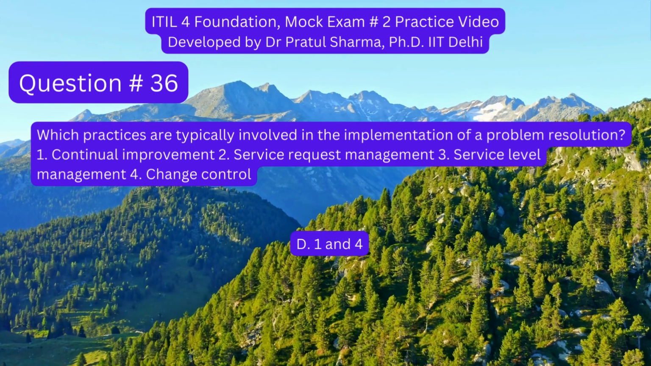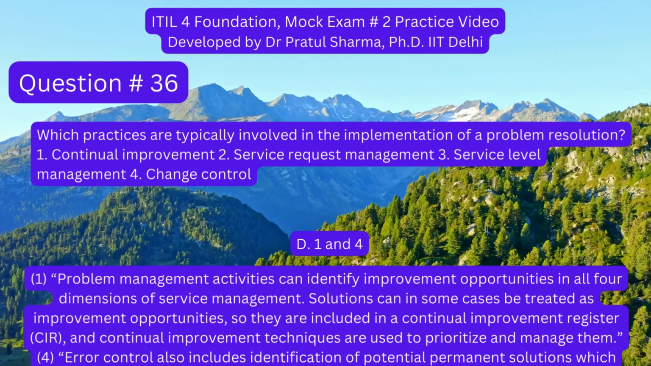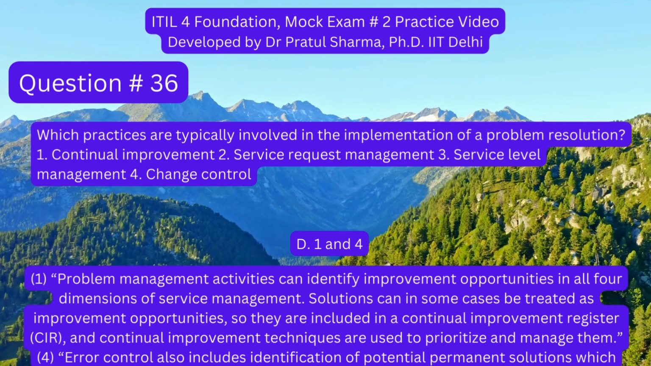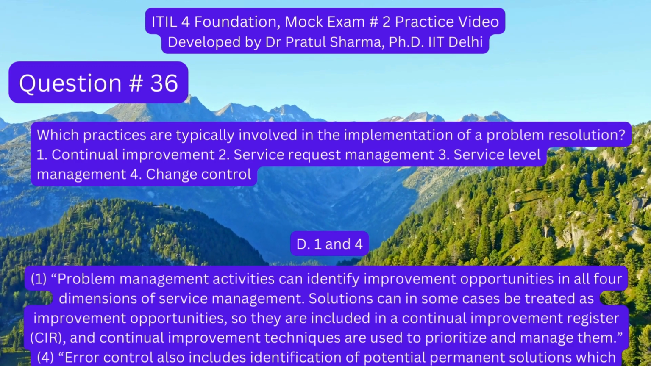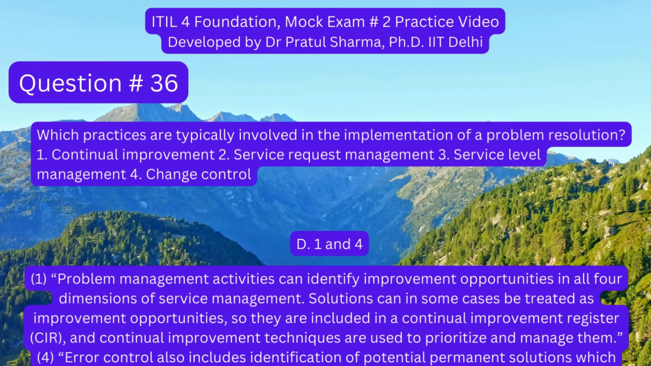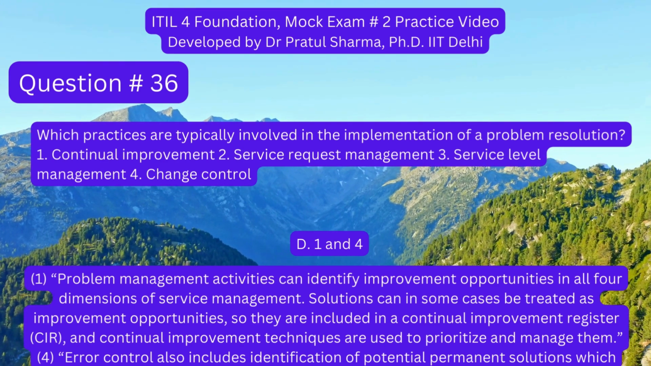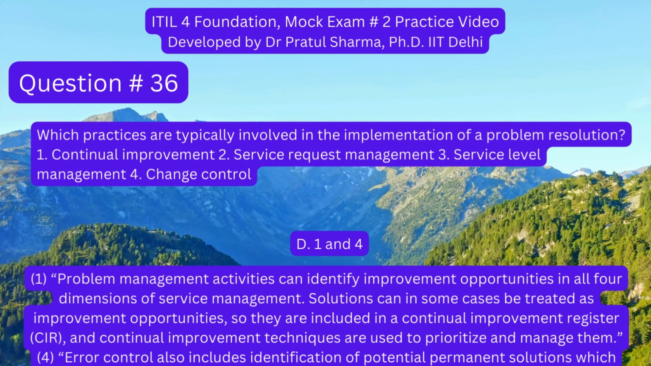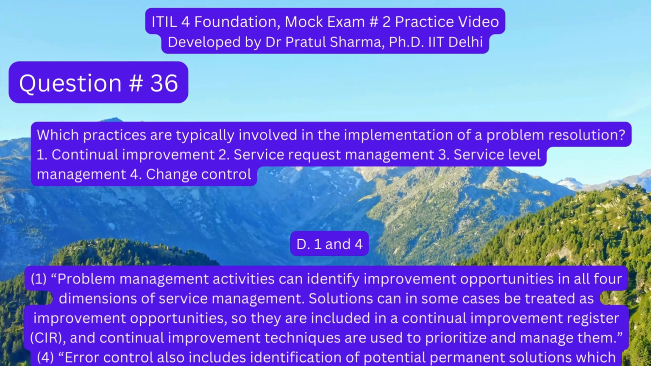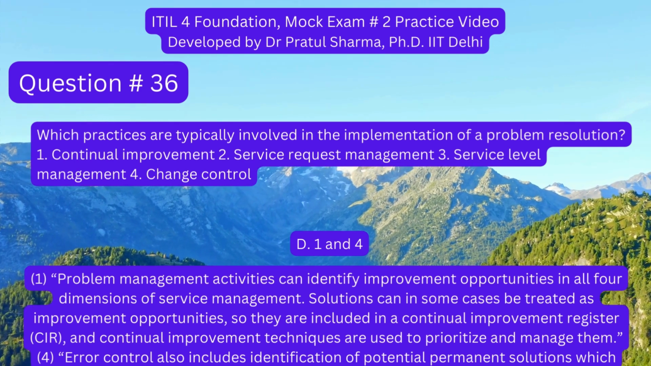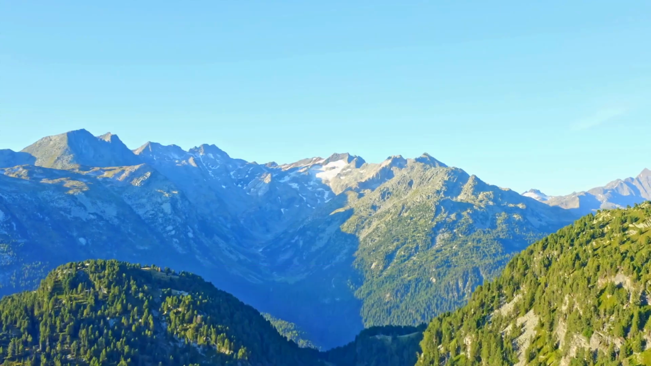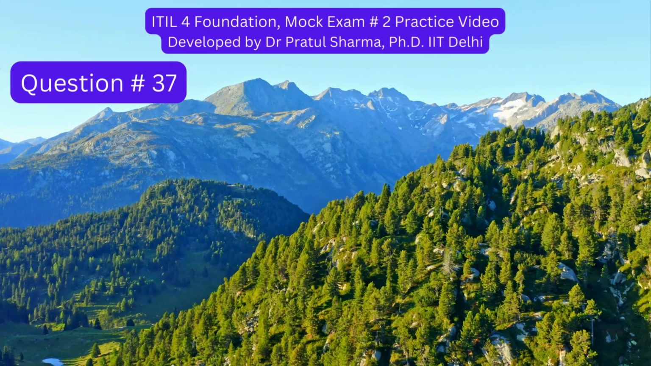D. 1 and 4. 1. Problem management activities can identify improvement opportunities in all 4 dimensions of service management. Solutions can in some cases be treated as improvement opportunities, so they are included in a continual improvement register, CIR, and continual improvement techniques are used to prioritize and manage them. 4. Error control also includes identification of potential permanent solutions which may result in a change request for implementation of a solution. Question number 37.